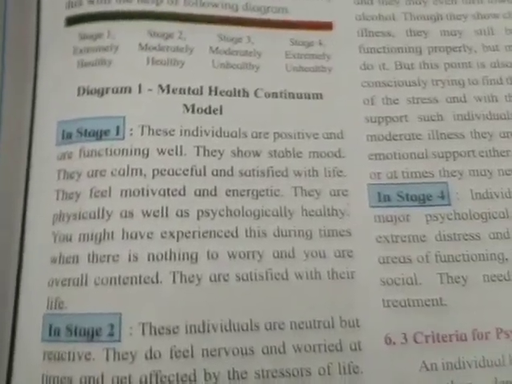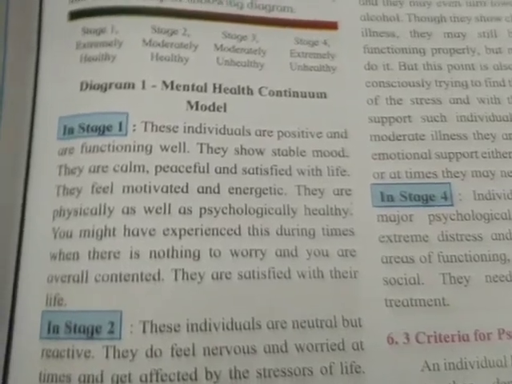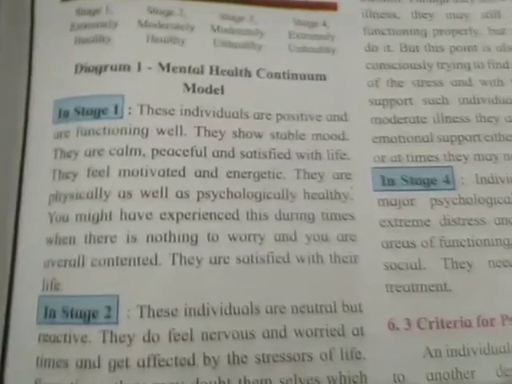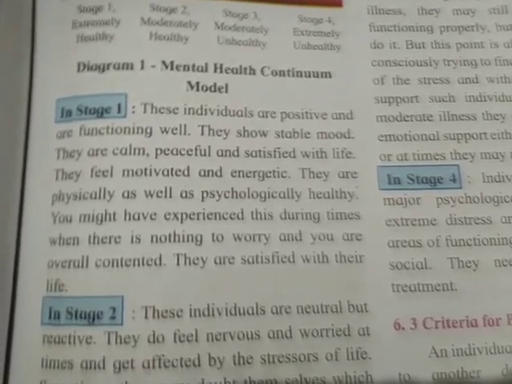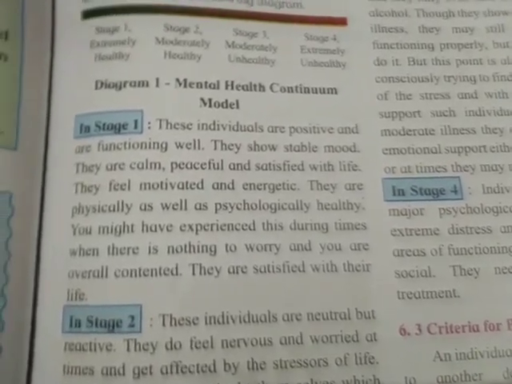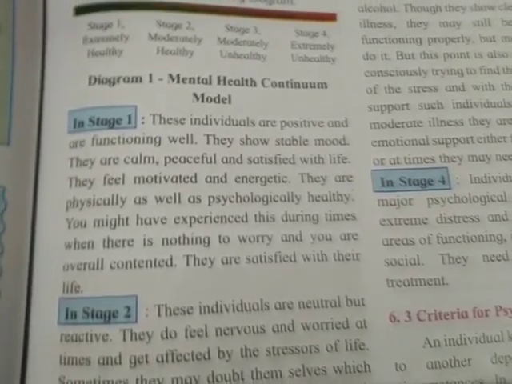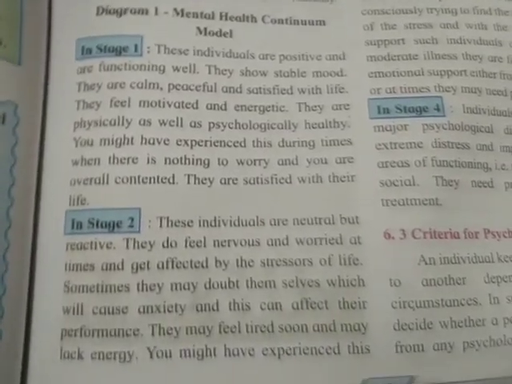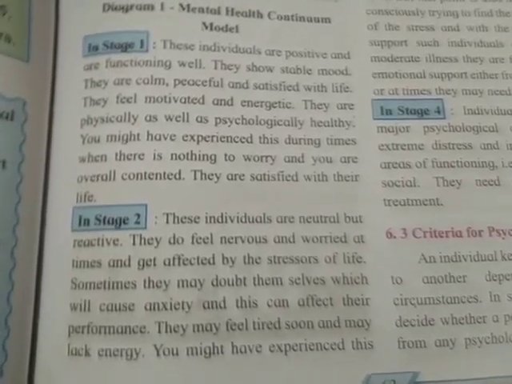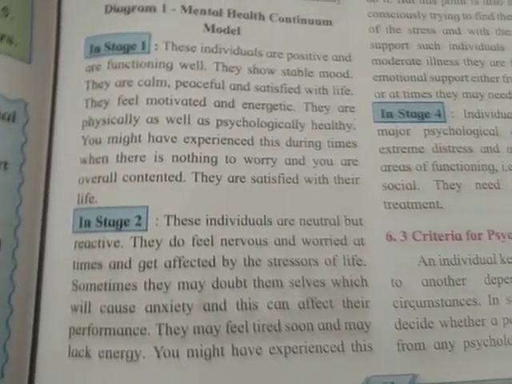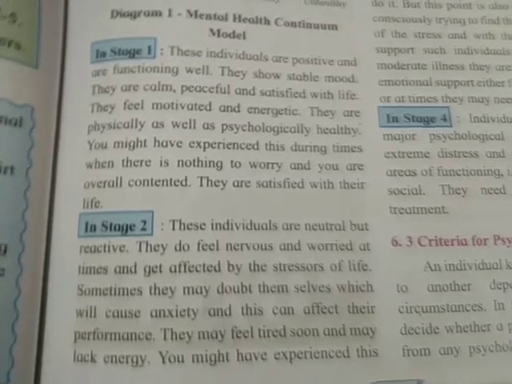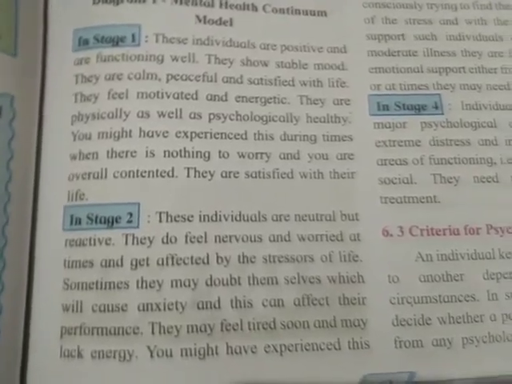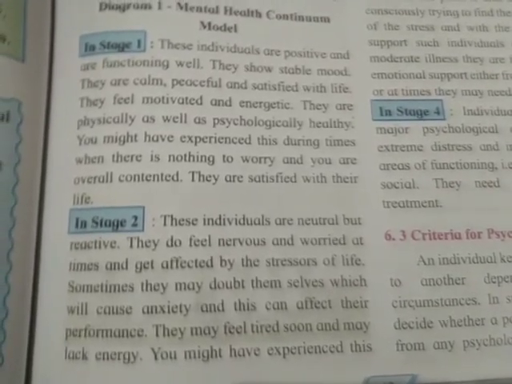In Stage 1, these individuals are positive and are functioning well. They show stable mood, they are calm, peaceful, and satisfied with life. They feel motivated and energetic. They are physically as well as psychologically healthy. You might have experienced this during times when there is nothing to worry about and you are overall contented. They are satisfied with their life.